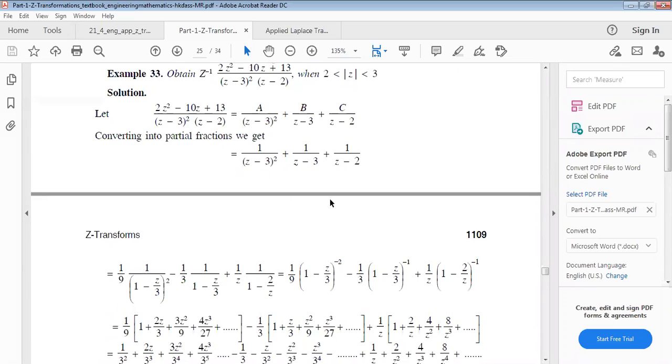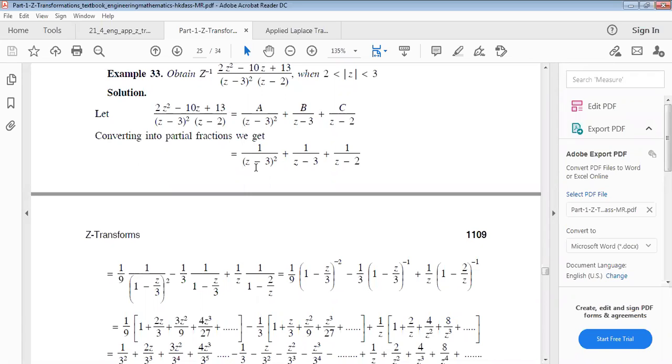We have to find out A, B, C. Now, converting into partial fractions, we get this. That means A equals 1, B equals 1, C equals 1, right? Converting into partial fractions, we get this.